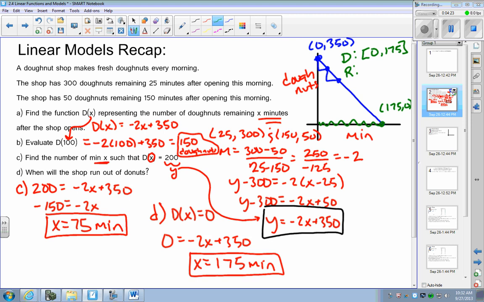Range. All the y values. The minimum amount of donuts you can have is 0. The most you can have is 350. And just a little extra practice with that.